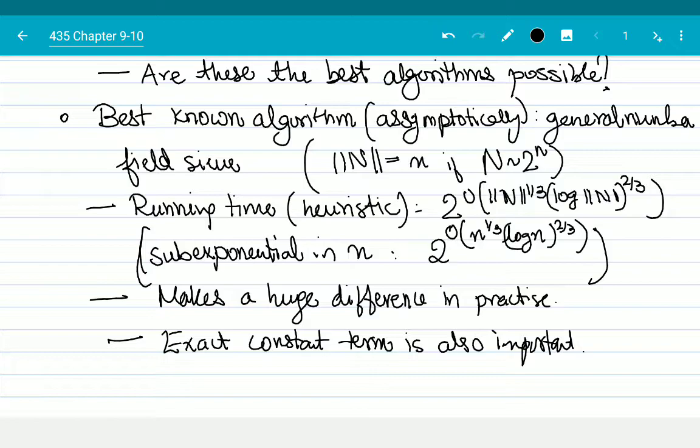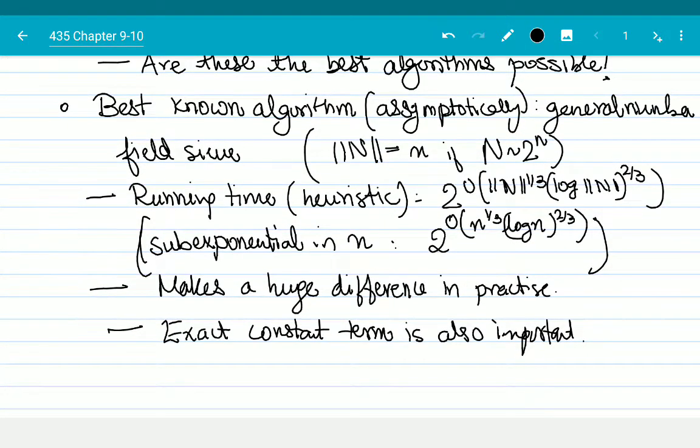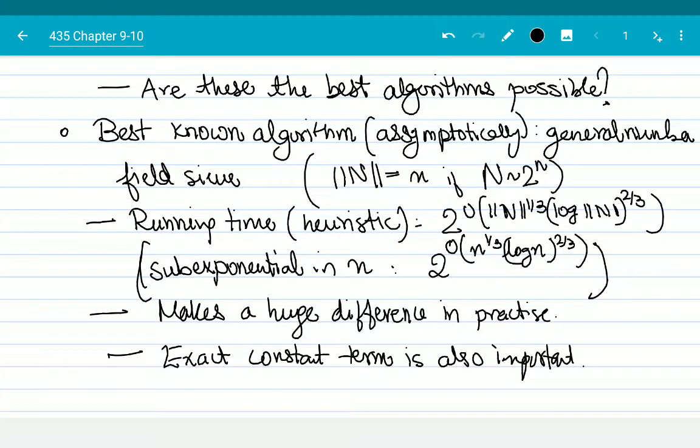That's for factoring. I didn't say there's no algorithm for factoring. Okay.